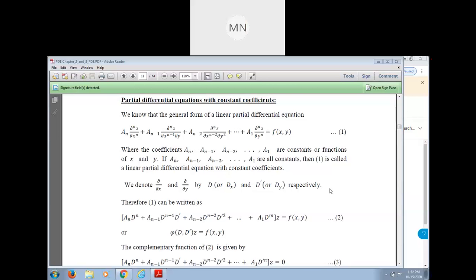First order PDE is of the form what? F of x, y, z, p, q equals to 0. Remember that, because in your exam MCQ type questions will come from this side also. So try to remember that one. First order partial differential equation is of the form F of x, y, z, p, q equals to 0.